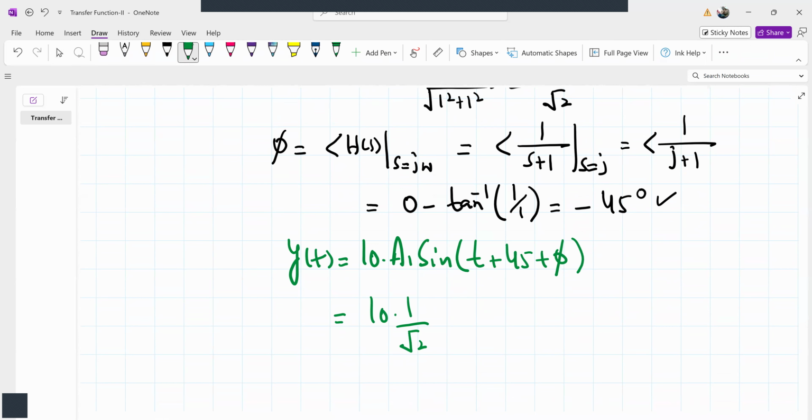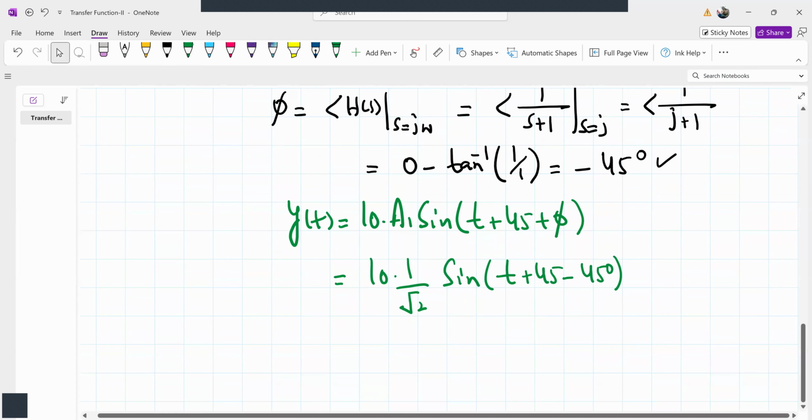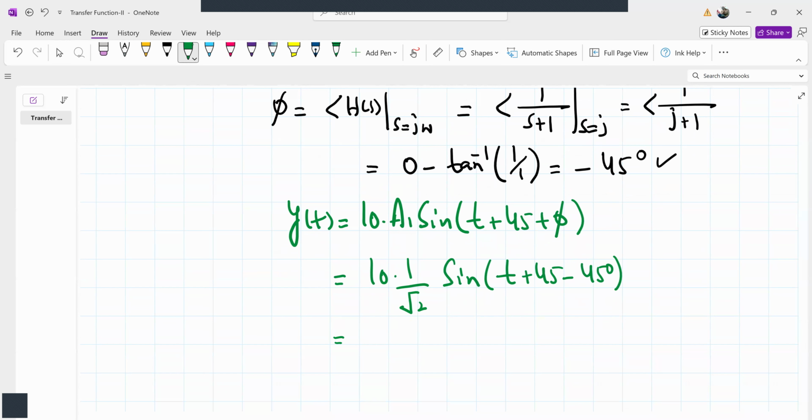1 by under root 2 sine t plus 45 degrees. Phi is minus 45 degrees. So output is simply equal to, now we can write 10 divided by under root 2. If we multiply numerator and denominator by under root 2, it will be 5 under root 2 sine t. 45 minus 45 is 0, so it will be simply equal to sine t.